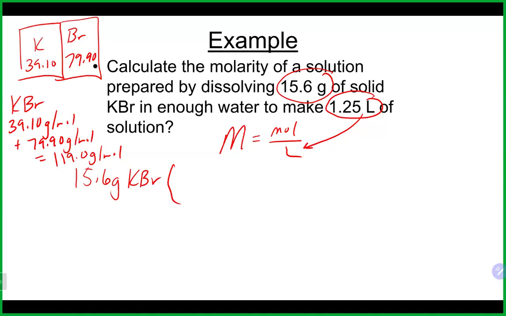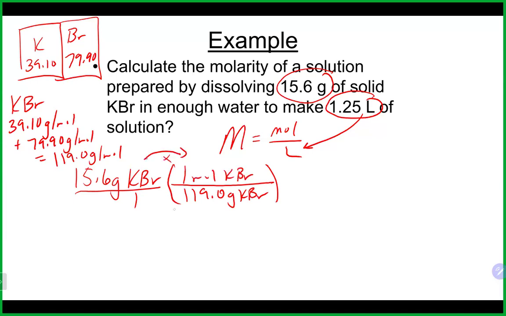So we're going to, again, use dimensional analysis, grams are on top. So we will need the 119 grams on the bottom to cancel and 1 mole of KBr up on top. Again, we're going to multiply and then divide. The grams of KBr will cancel. We'll take 15.6 divided by 119.